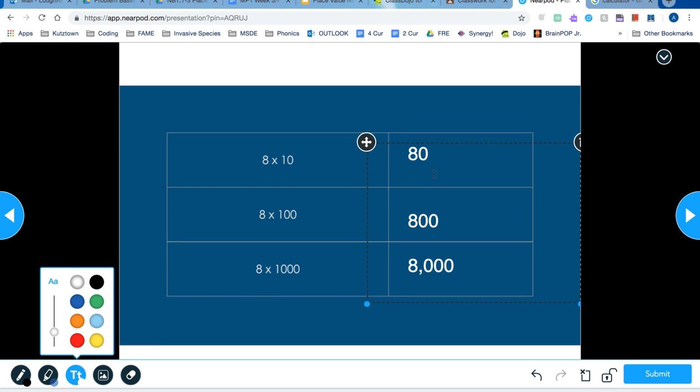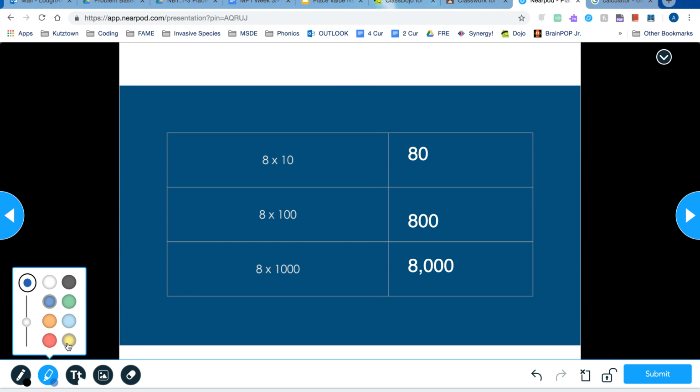I'm starting to notice a pattern with the zeros. I see that when I multiply by 10, there's 1 zero in 10, and there's 1 zero in 80, and 80 was the answer. Then I look at 8 times 100. I see that there are 2 zeros in 100, and I see that there are 2 zeros in my answer, 800. Then if I look down here, I see that there are 3 zeros in 1000, and I look over at 8,000, my answer, and I also see 3 zeros.